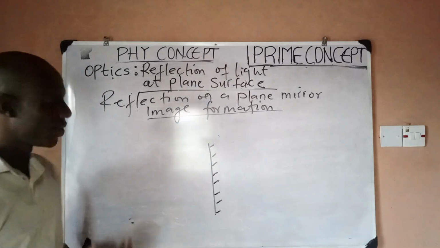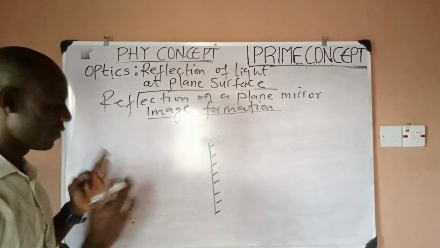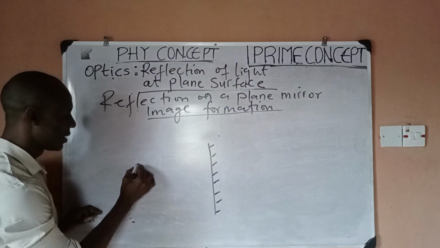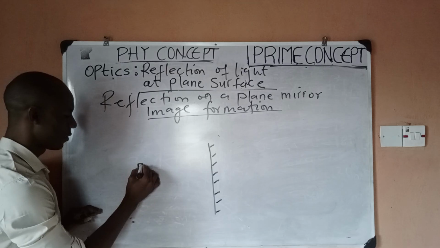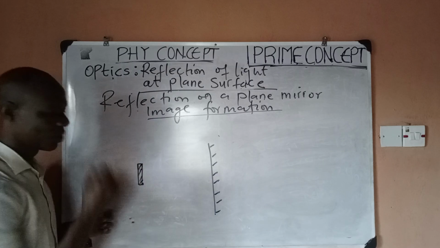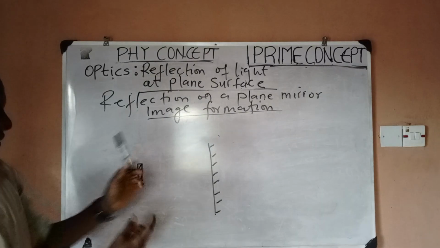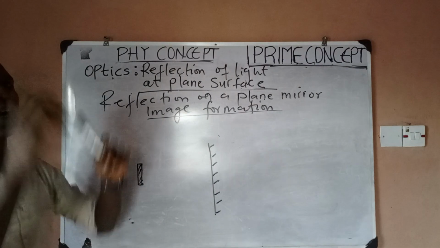So I have a plane mirror like this. I want to form the image of an object. Now let's assume that this is our object. Because I'm drawing freehand, you try to bear with me. Maybe this marker, as what I've indicated here, is our object.